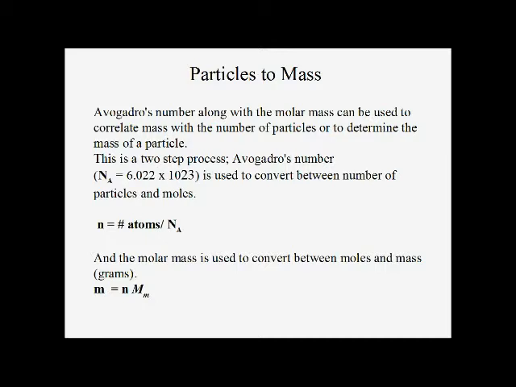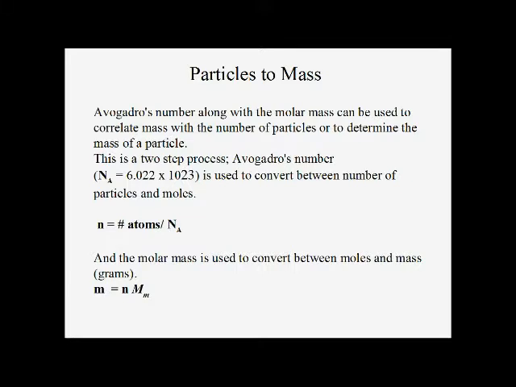So Avogadro's number there is slightly off. It's 6.022 times 10 raised to the power of 23rd. So to get number of moles, we're going to take number of atoms and divide by Avogadro's number. If we have moles and we want number of atoms, we'll get number of atoms by multiplying moles by Avogadro's number.